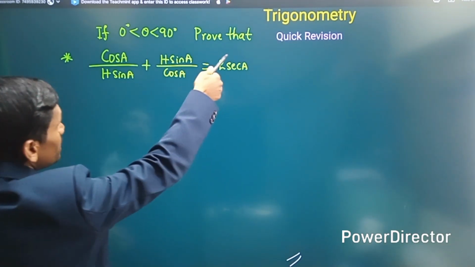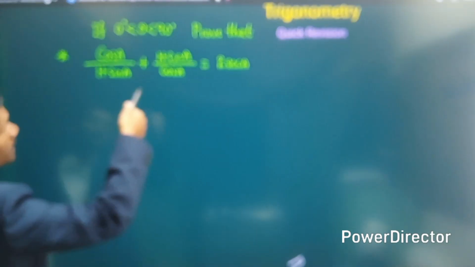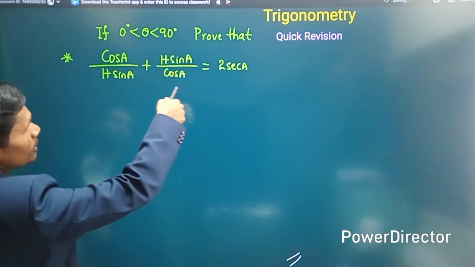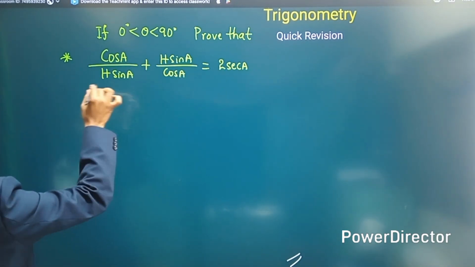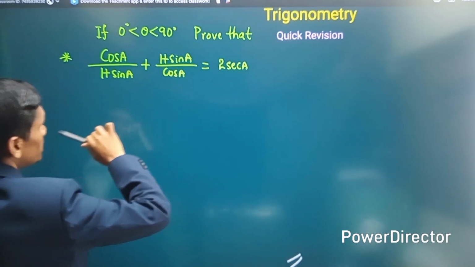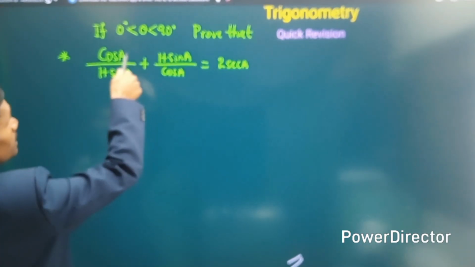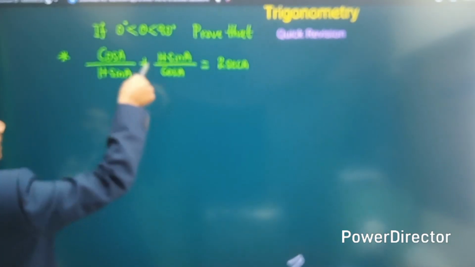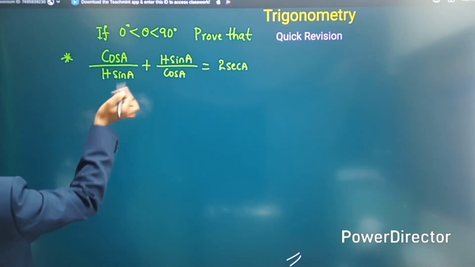Yes, for theta an acute angle, prove that cos A upon 1 plus sin A plus 1 plus sin A divided by cos A is equal to 2 sec A. We need to prove this; here 2 sec A is asked. So just you go for the LCM, because it is a fraction. Just take the LCM and simplify.